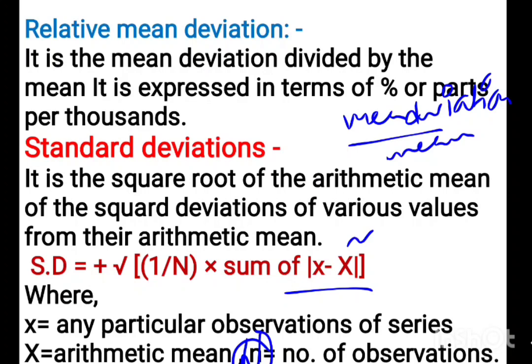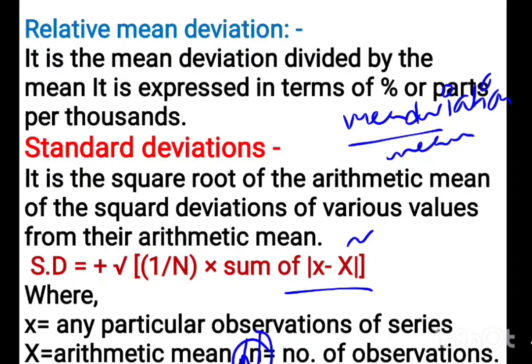Standard deviation, it is the square root of the arithmetic mean of the square deviation of various values from the arithmetic mean. তুমি কি করবে, প্রথমে তোমার যে কোনো প্রত্যেকটা ভ্যালু দেওয়া থাকবে, প্রত্যেকটা ভ্যালু মিনের থেকে মাইনাস করে তার স্কোয়ার করে প্রত্যেকটা স্কোয়ার টার্মকে যোগ করে সেটাকে তোমার টোটাল নাম্বার অফ মেজারমেন্ট দিয়ে ভাগ করে তারপর রুট ওভার করবে, তাহলে কী পাবে? স্ট্যান্ডার্ড ডেভিয়েশন পাবে.